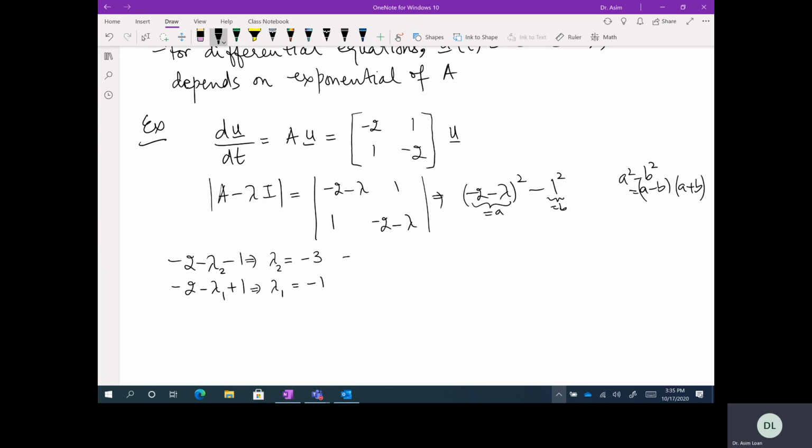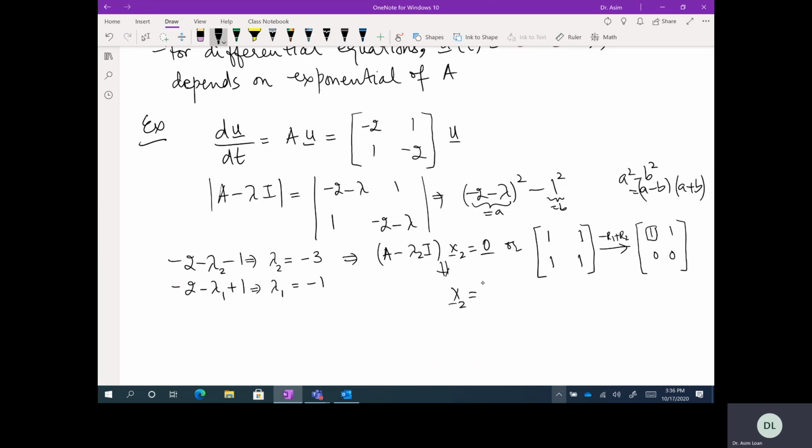And what are the eigenvectors? A minus lambda 2 I into x2 equals 0. With lambda 2 equal to minus 3, minus 2 plus 3 is 1, so we get 1, 1, 1, 1. I can always do minus row 1 plus row 2. This gives me 1, 1, 0, 0. This is my pivot. So x2 is going to be equal to minus 1, 1. This one comes over here and becomes a negative 1.